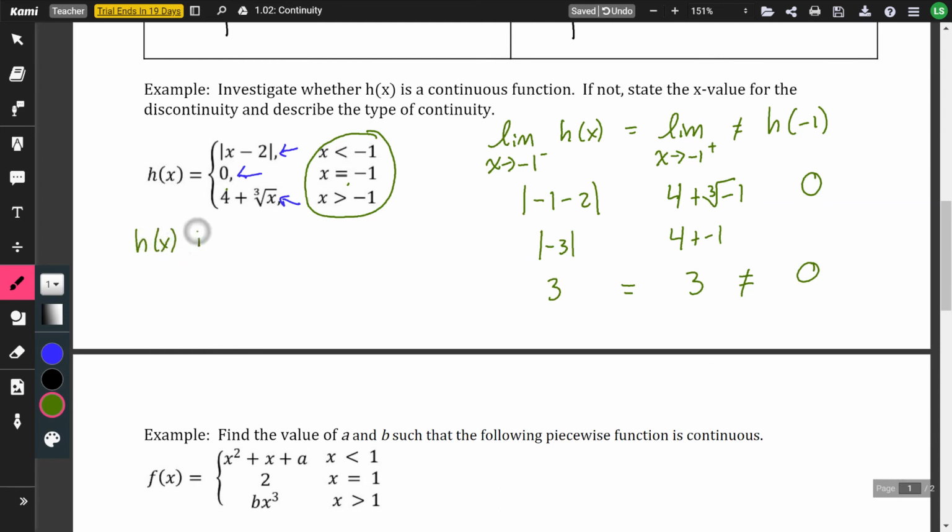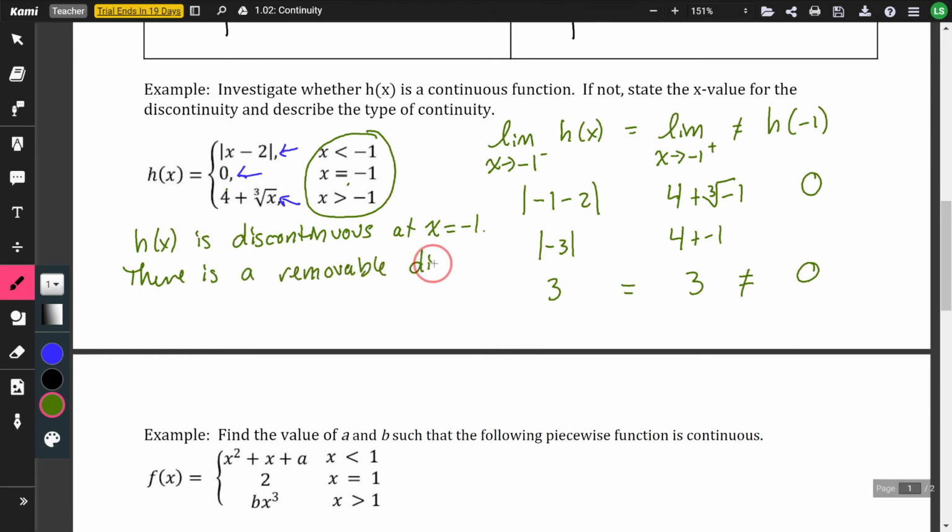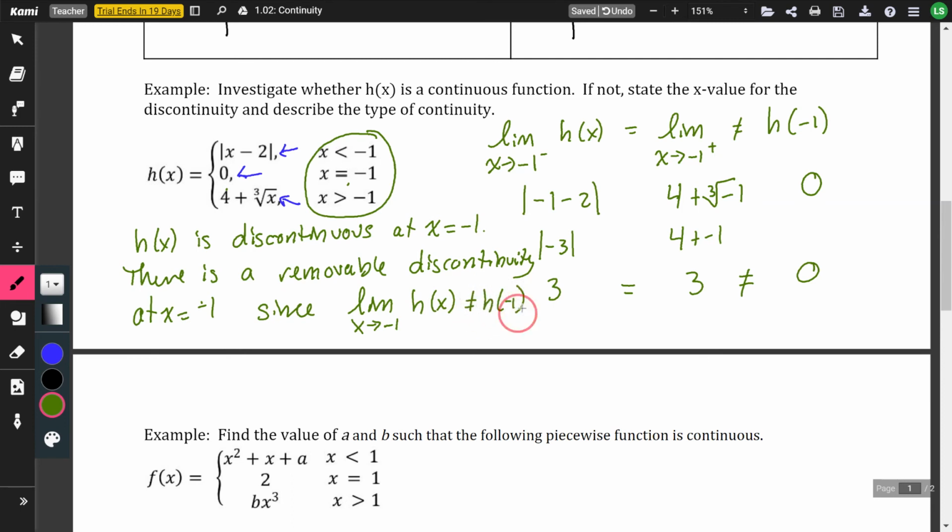h of x is discontinuous at x equals negative 1. There is a removable discontinuity at x equals negative 1, since the limit as x approaches negative 1 of h of x is not equal to h of negative 1.